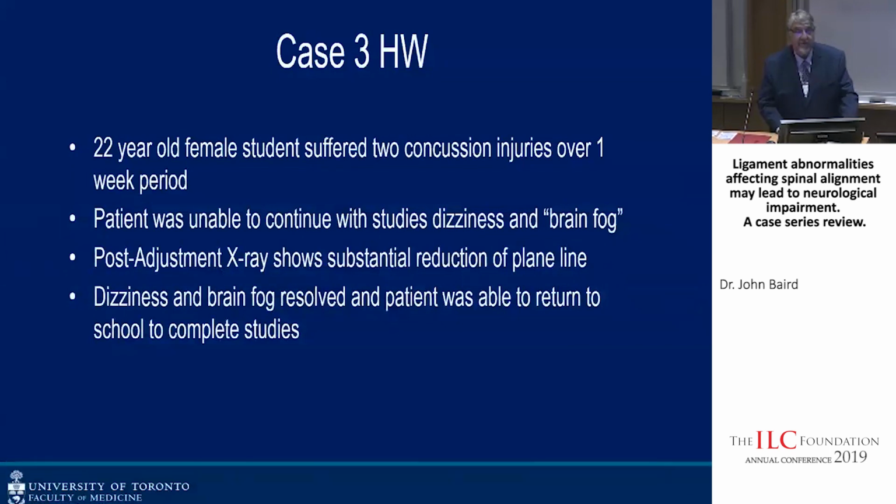I want to just show a few cases in my own clinical setting where I don't have an upright MRI, so we're relying on X-ray to take a look at the craniocervical junction and the alignment. This is a 22-year-old who suffered two concussions within a one-week period. We've had some other speakers today talking about concussions, and they seem to be connected with a lot of morbidity. This patient was unable to continue with school and was having trouble with dizziness and brain fog. The post-adjustment X-rays show substantial reduction of the plane line, and the dizziness and the brain fog resolved.